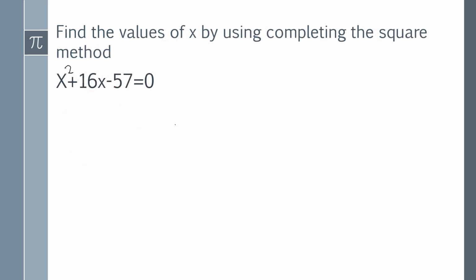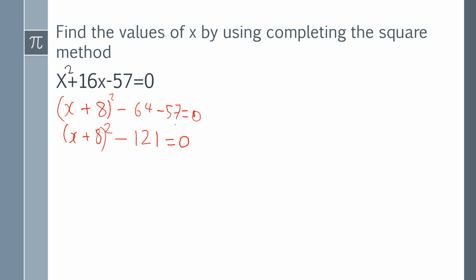If the question tells you to find the values of x, you literally do the same thing. x plus 16 divided by 2 is 8, squared, minus 8 squared is 64, minus 57 equal to 0. x plus 8 squared minus 64 minus 57 is minus 121 equal to 0.